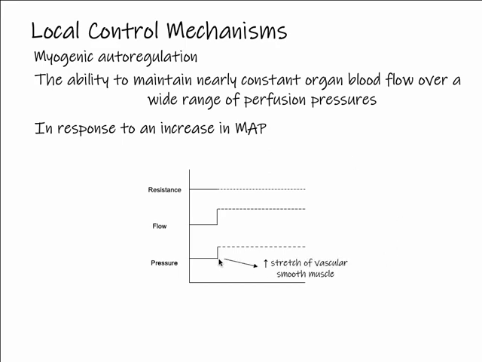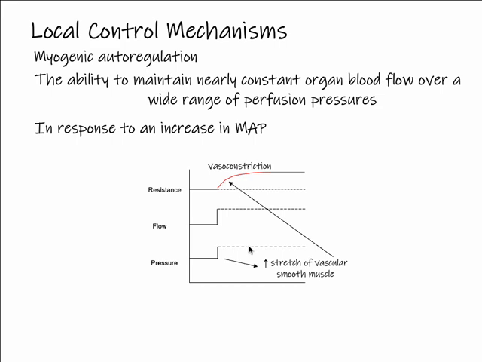This increased pressure causes stretch of the vascular smooth muscle. That in turn causes contraction of the muscle, which results in vasoconstriction. That's going to result in an increase in resistance in that vessel. So in response to this increase in pressure, we get vasoconstriction, which is going to increase the resistance to flow.